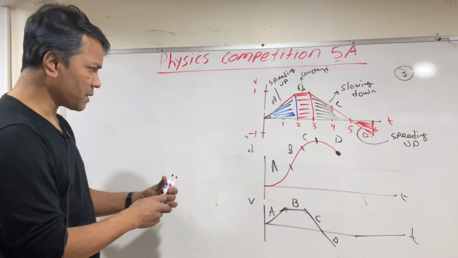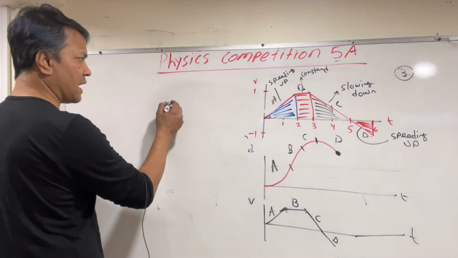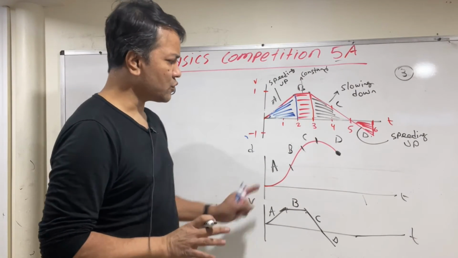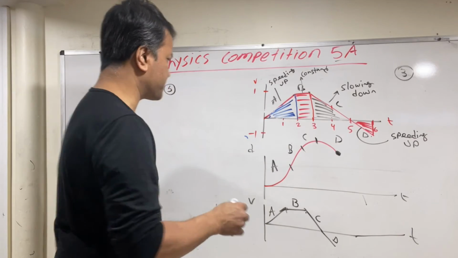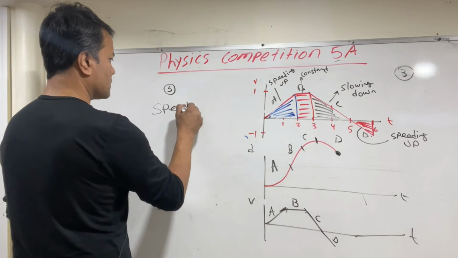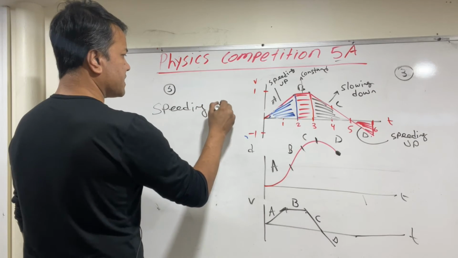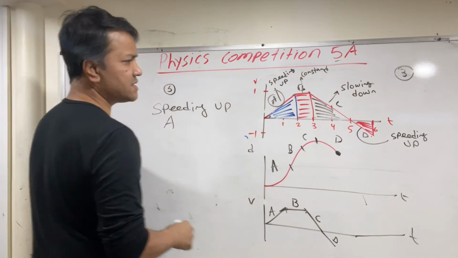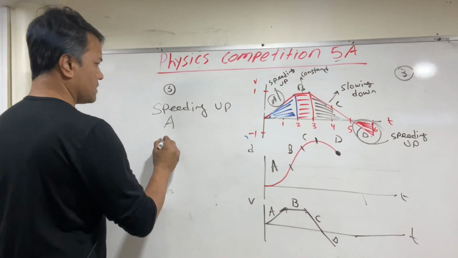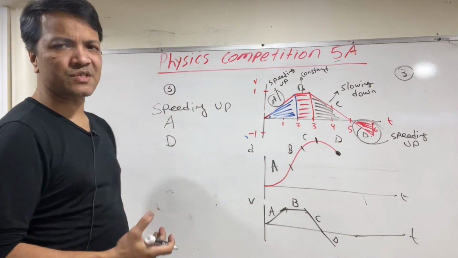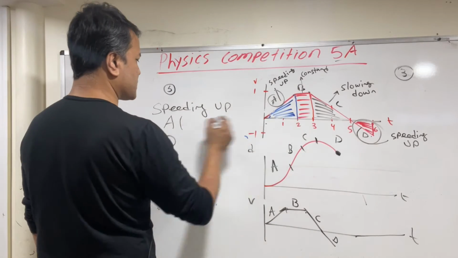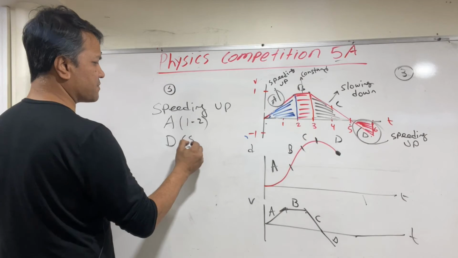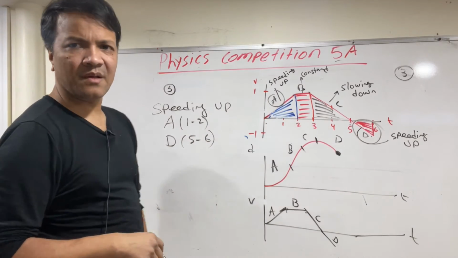Okay, one more problem probably I gave you, number 5. Number 5, I ask you at what 2 sections the object is speeding up. I already answered that question. I see A is speeding up, I wrote that, and I see D is speeding up. So that's where you're speeding up. A is from 1 to 2 seconds, you're speeding up, and D is 5 to 6 seconds, you're speeding up.